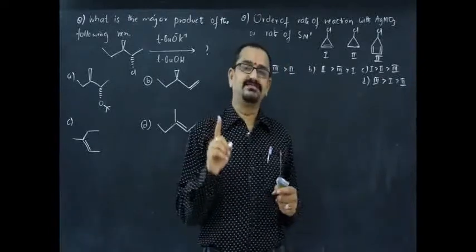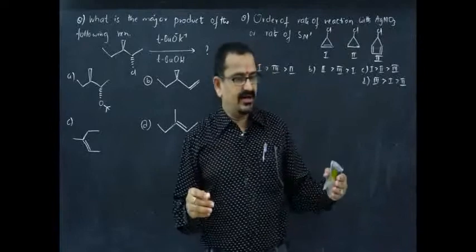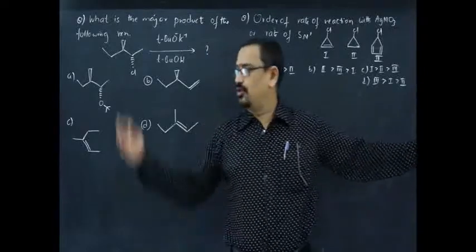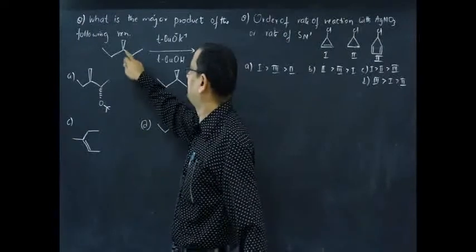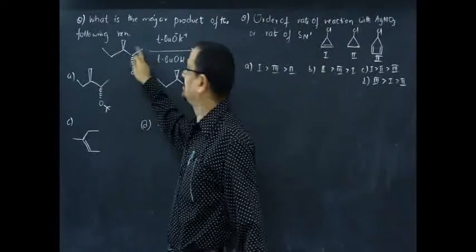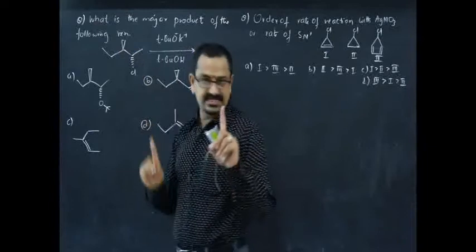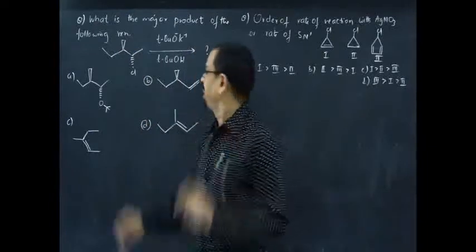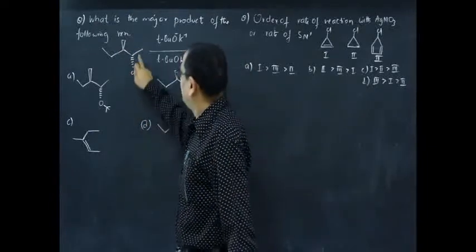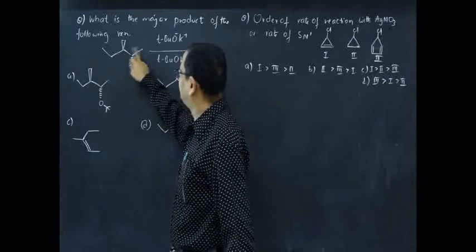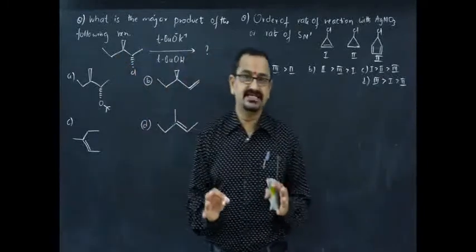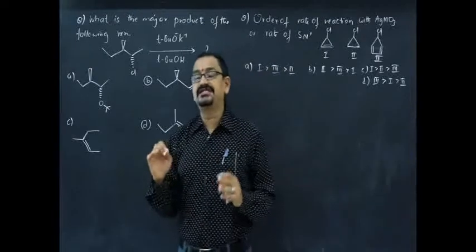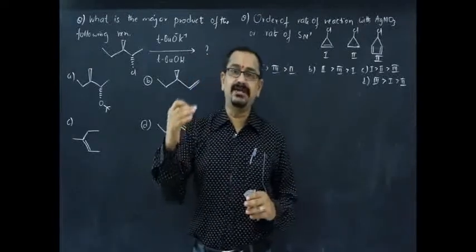E2 mechanism takes place in a single step in which elimination of leaving group and removal of beta proton, this proton or this proton, whatever it is, takes place. That is the first point we need to concentrate on: elimination of leaving group and removal of beta proton either from this beta or from this beta. Next point we have to concentrate on is that this E2 elimination is always anti-elimination.